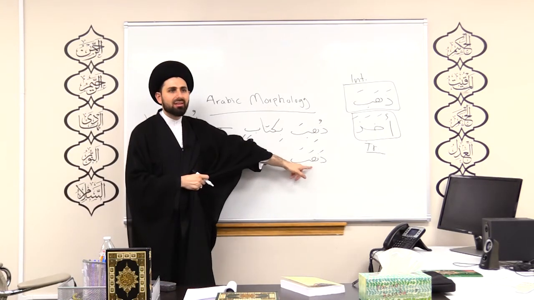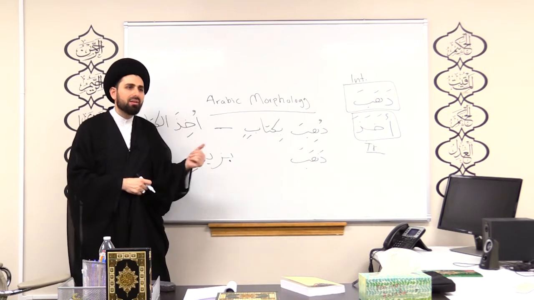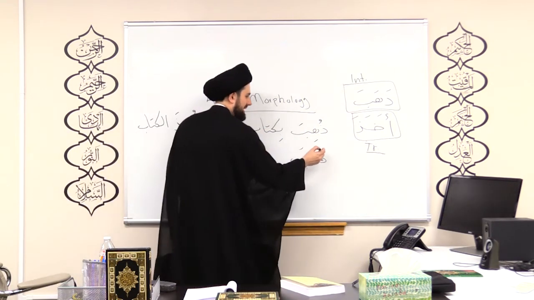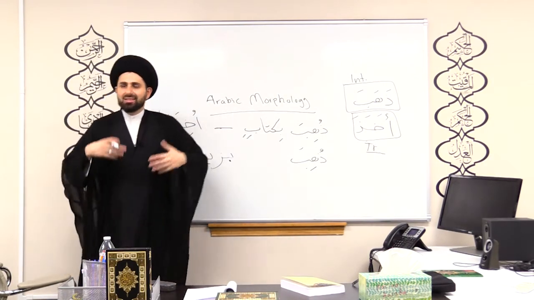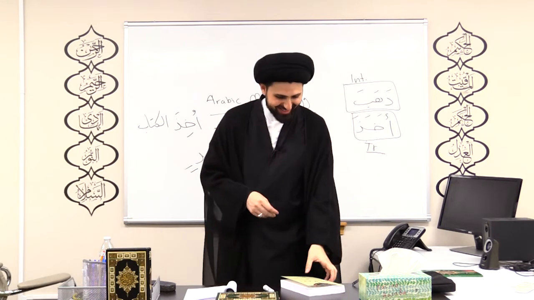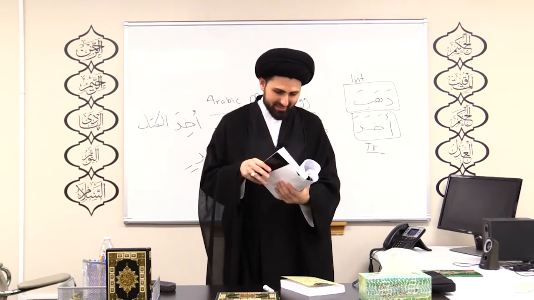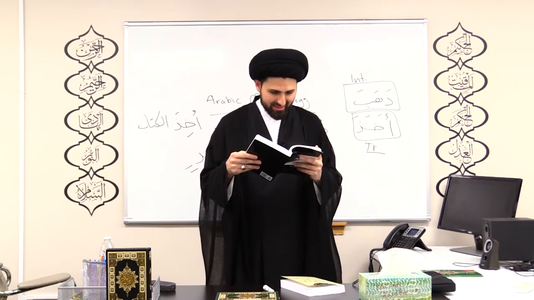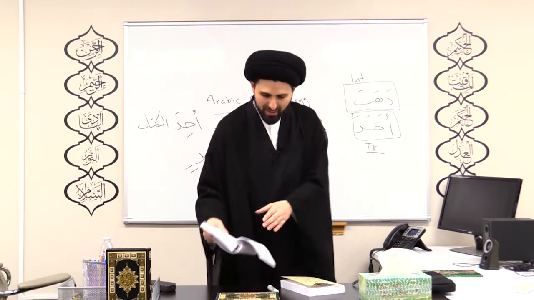How do you make this passive? The fi'l al-madi. We studied that last week. How do you make this passive? Make this a dhamma. Make this a kasra. ذهب بزيد. Zayd was made to leave. He was taken, basically. Is this clear? I know it might be a little bit complicated, but if you study it, it makes sense. Let me give you one other example here.